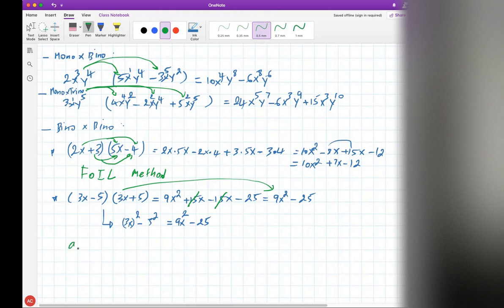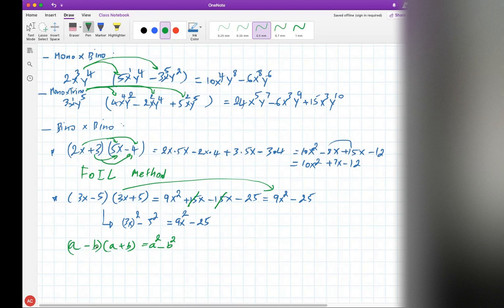Generally, if you have something like (a minus b) times (a plus b), the numbers are the same and the signs are opposite. What is this equal to in one step? It's a^2 minus b^2. We just take those and square them. And it's a minus in between, not a plus.